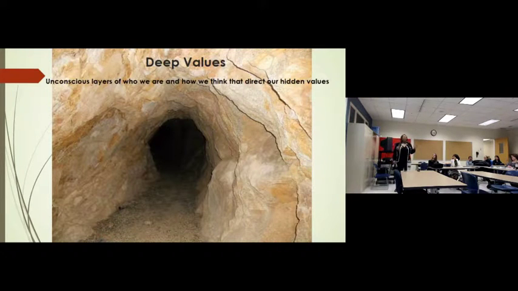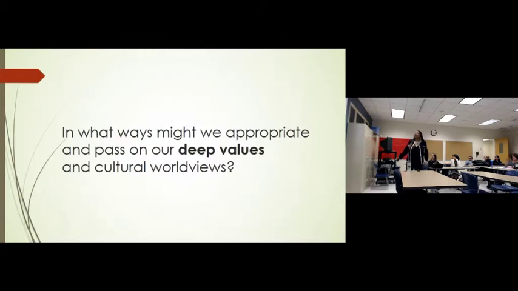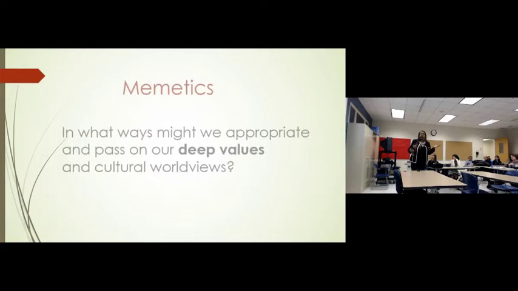Then we have what are called our deep values. And that's what spiral dynamic theory is based in. These deep value systems that we hold are a lot of times very unconscious. And the deep value layers that we hold direct the hidden values, which subsequently direct our surface values. And so, in what ways might we appropriate and pass on our deep values and our cultural worldviews? My argument or my claim is that we do it mimetically.